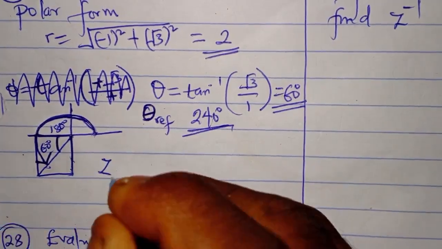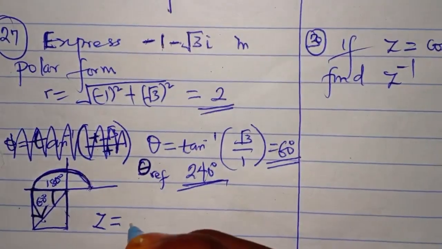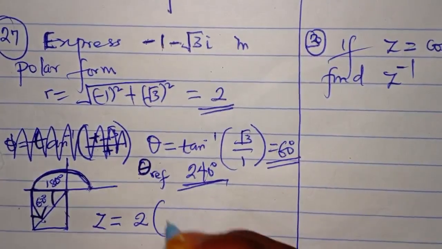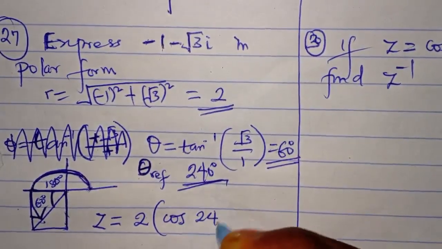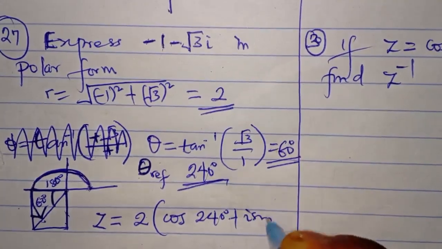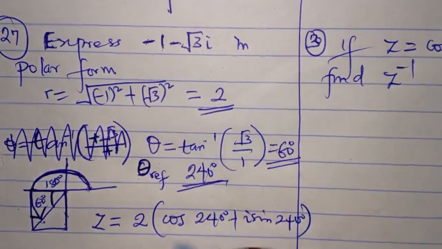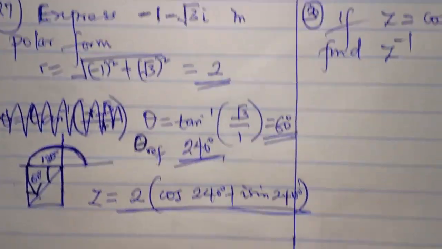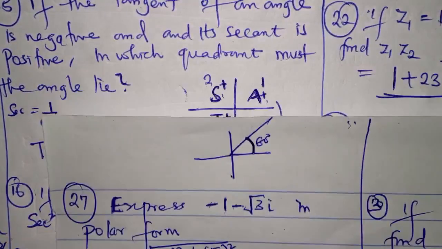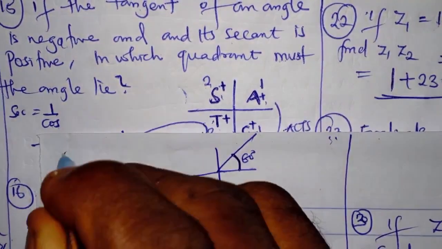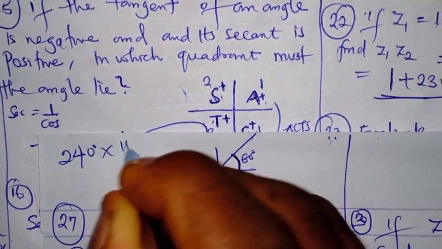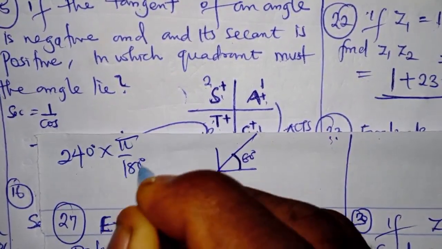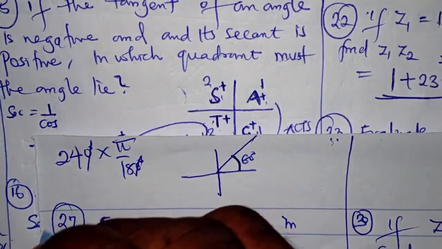The polar form will be z equal to r, which is 2, times cos theta, where theta is 240 degrees, plus i sin 240 degrees. Or if the angle is in radians, let's convert 240 to radians. 240 degrees times pi over 180 degrees. 0 cancels 0.